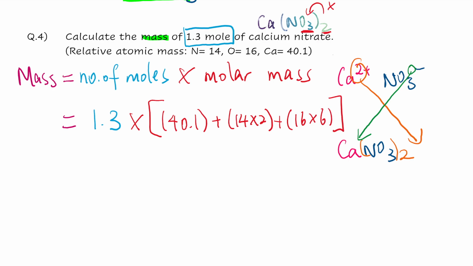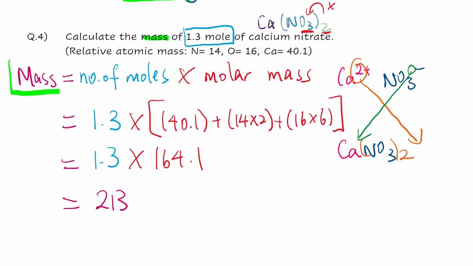So this is equal to 1.3 times, now take out your calculator again, 40.1 plus 14 times 2 plus 16 times 6. So you should get 164.1, the molar mass. And then finally, find the answer for this, which should be straightforward. You get 213. What's the unit? Yep, the unit should be grams. All right, so there you go.